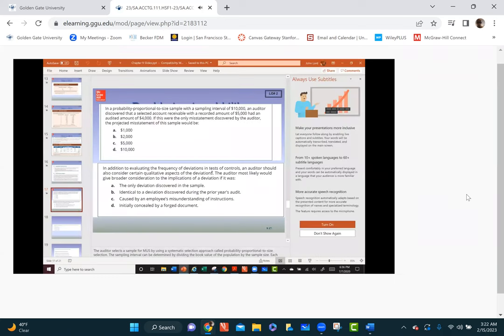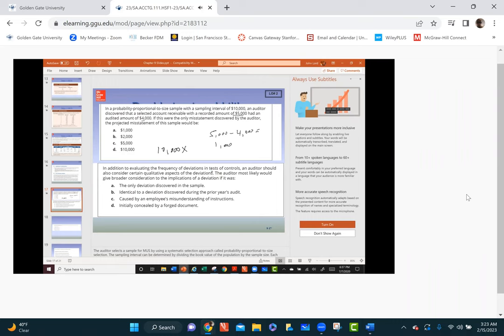Okay, let's see if it'll let me write on this. Yeah, okay, good. All right, so let's take a look at this one. We have a sampling interval of 10,000. I'm going to write that off to the side because I now have to use my sampling interval in my calculation. And then I'm going to get the tainting. So I have an account balance of 5,000. I have an audit amount of 4,000. So 5,000 minus 4,000 gives me an error of $1,000 in this particular one.